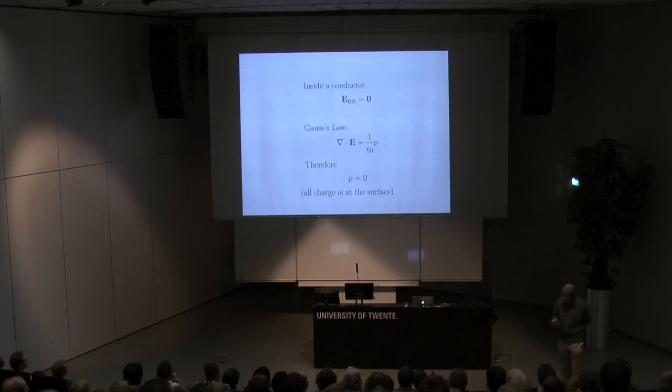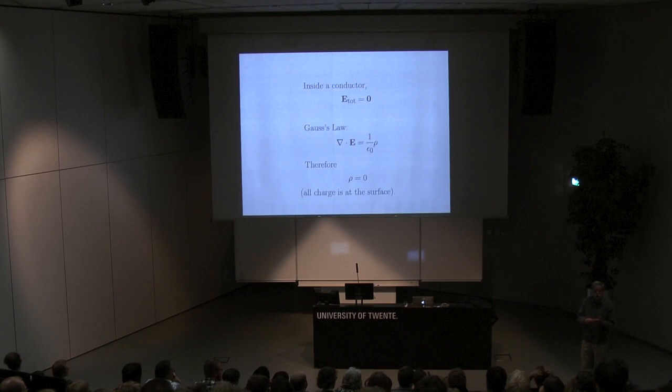Step two is to apply Gauss's law. Gauss's law says that the divergence of E is equal to 1 over epsilon naught times the charge density. If E is zero inside the conductor, the total electric field is zero, then rho, the charge density, must be zero. Therefore, the charge must be on the surface because there's nowhere else for it to go. If it can't be in the meat of the conductor, it's got to be on the surface.